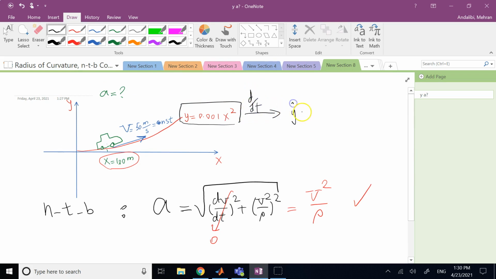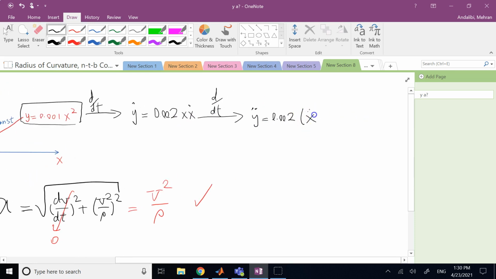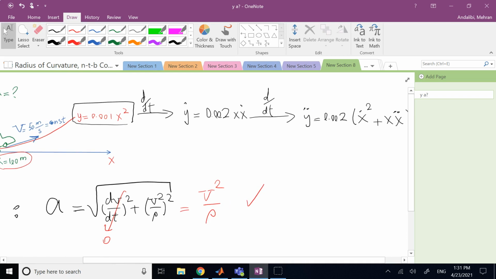The first one gives me y dot equal to 0.002 x times x dot. And then I need to take another time derivative, which will give me y double dot equal to 0.002 times, since both terms have a time derivative, x dot squared plus x times x double dot. And now, in order to calculate y double dot at any point, not only do you need x, you also need x dot and x double dot. And guess what? You don't have any of those. So what would you do now?